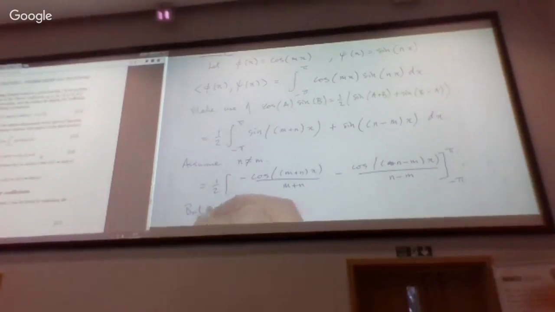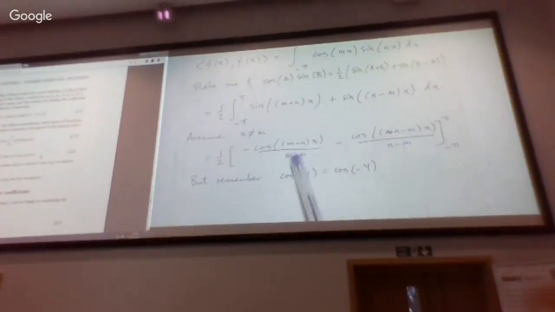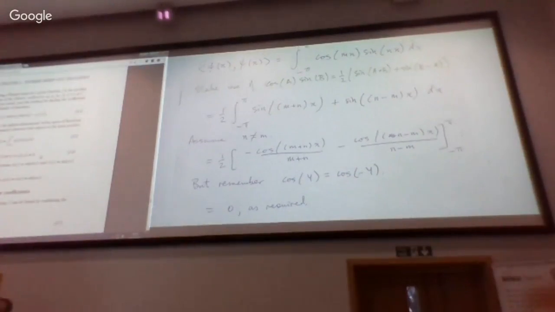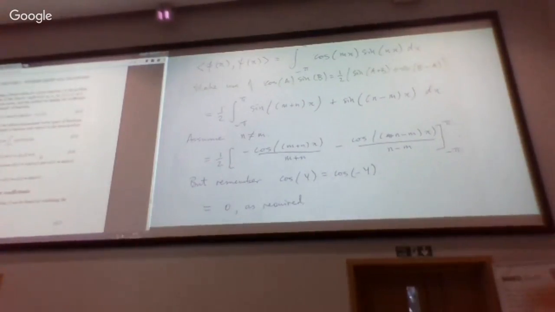But remember, cosine of y is always equal to cosine of minus y. The cosine function is symmetric in reflection through the origin. So the detail of these coefficients and denominators is not really important. When you do the evaluation at plus pi and minus pi, you're going to get 0. Is that clear? Because it's going to be cosine of something times pi minus cosine of something times minus pi. The minus sign inside the argument of the cosine disappears because cosine agrees, and you're subtracting these values because they're the upper and lower limits of the evaluation, so they're going to cancel. So you're just going to get 0.